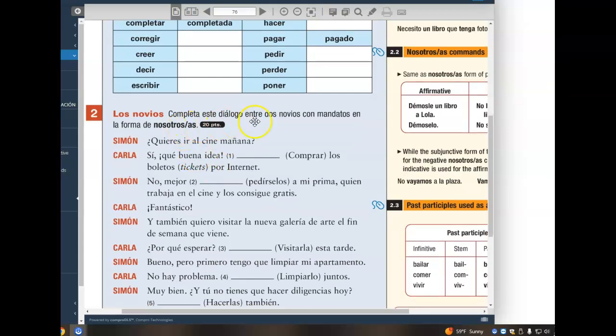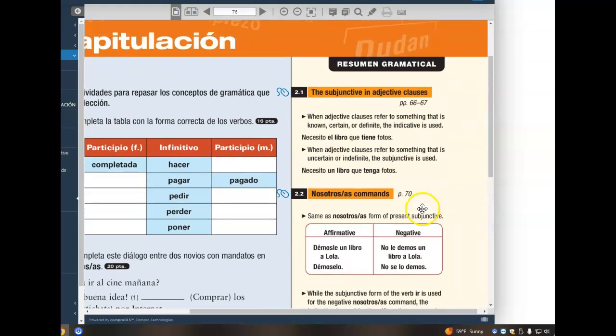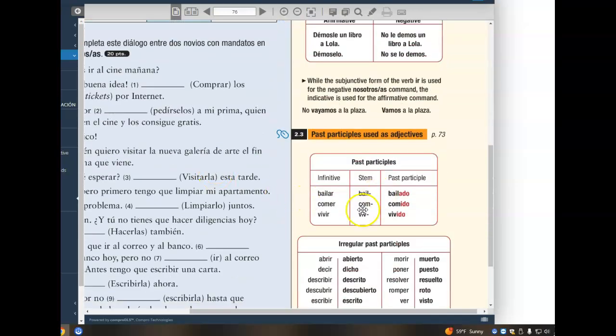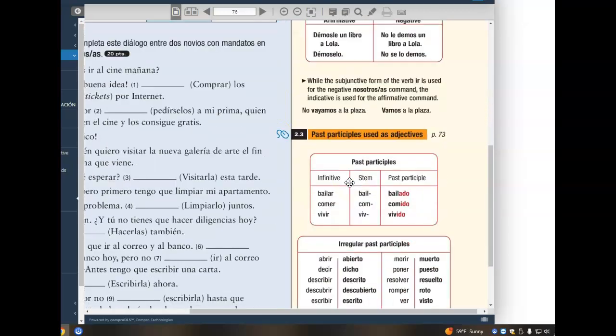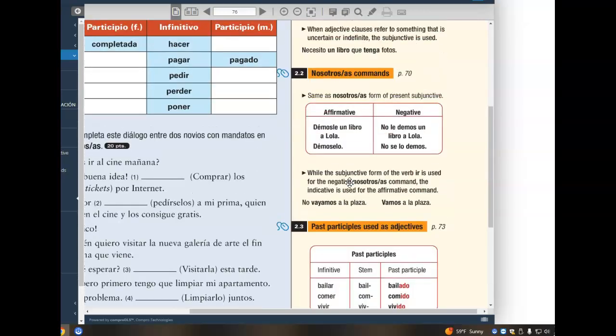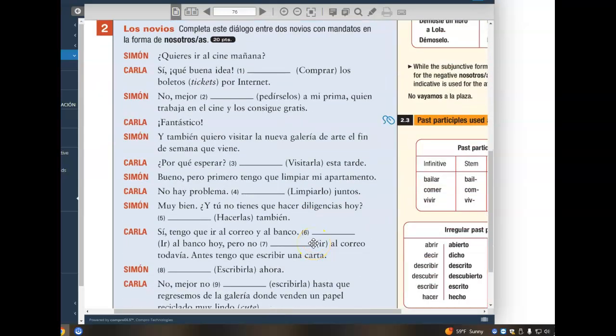Part 2, complete this dialogue between a couple with command forms in the nosotros form. Page 70. That's the great thing about the book, they should have included past participles. I guess they do it at the very bottom there. It's not completely aligned there, but for part 2, you are using both affirmative and negative command forms. You can go to page 70 for more detail. Let's do the correct answers for part 2.